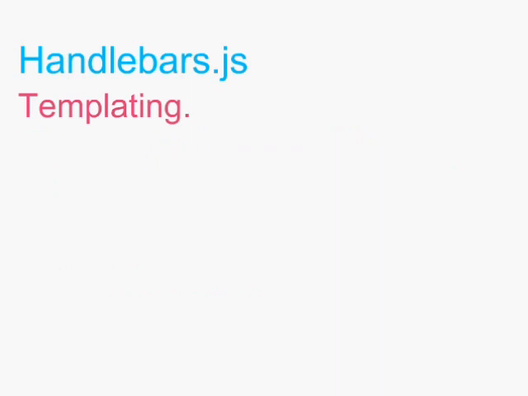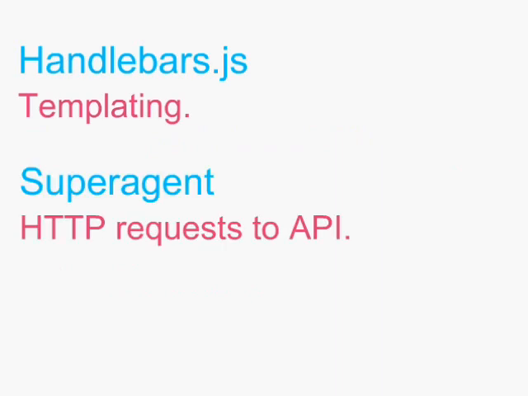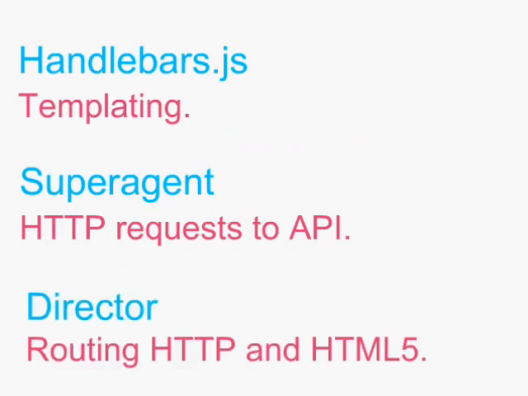So it uses Handlebars for templating, Superagent for HTTP requests. So it accesses the API in the client side, kind of like a Backbone app, to re-render in the client, but it also uses it on the server. And Director. Director is a routing module that supports both server-side HTTP routing and HTML5 push state routing. So we just combine these 3 modules together to create a really basic minimum viable product of an isomorphic app.